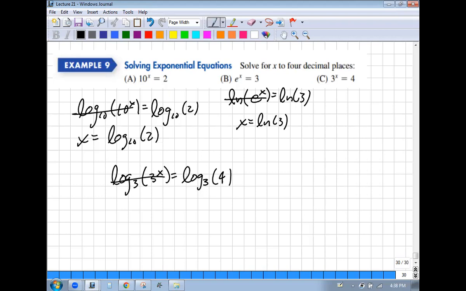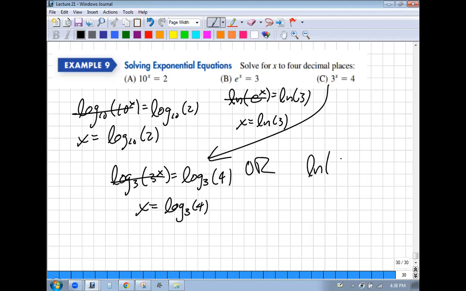These undo one another, and you get x equals log base 3 of 4, but you don't have a log base 3 button on your calculator, so what do we do? Instead of using log base 3, it turns out you can always use natural log. You can use any base you want because of the trick. So instead of doing log base 3, I'm going to take natural log of both sides.